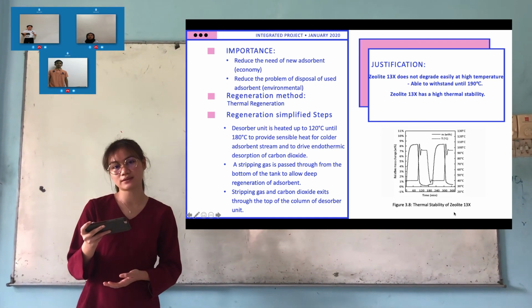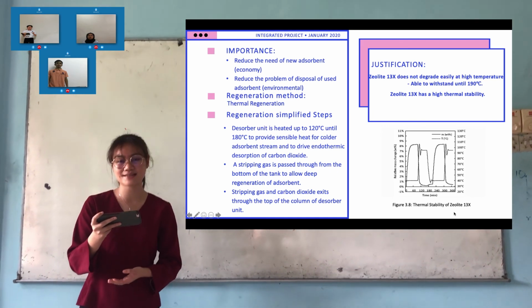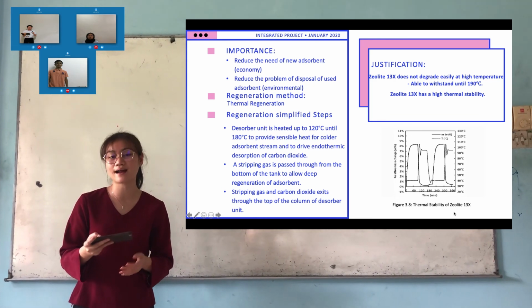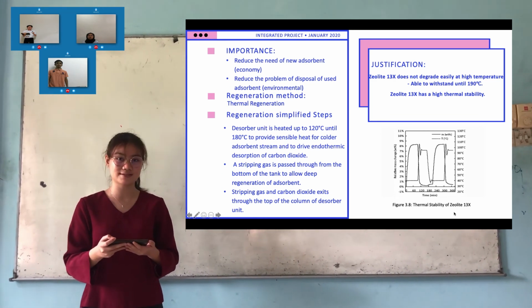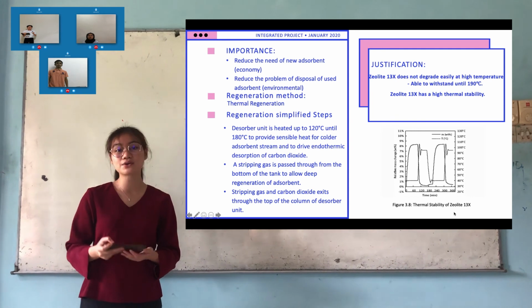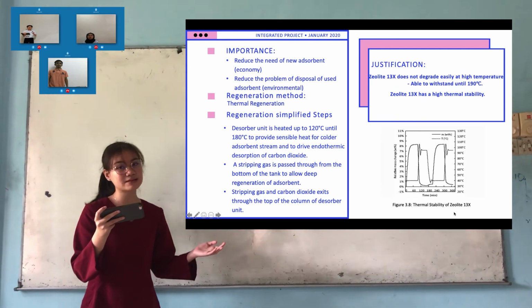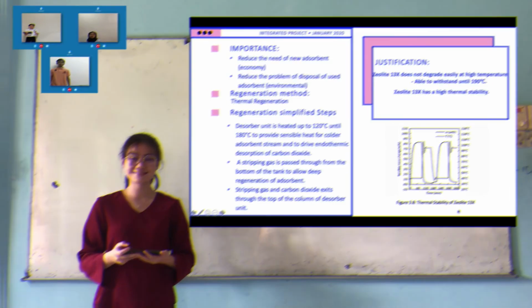We chose this method due to the fact that zeolite 13X does not degrade easily at high temperature, as it is able to withstand up to 190 degrees Celsius, and besides that, it also has high thermal stability. Figure 3.8 shows the thermal stability of zeolite 13X.